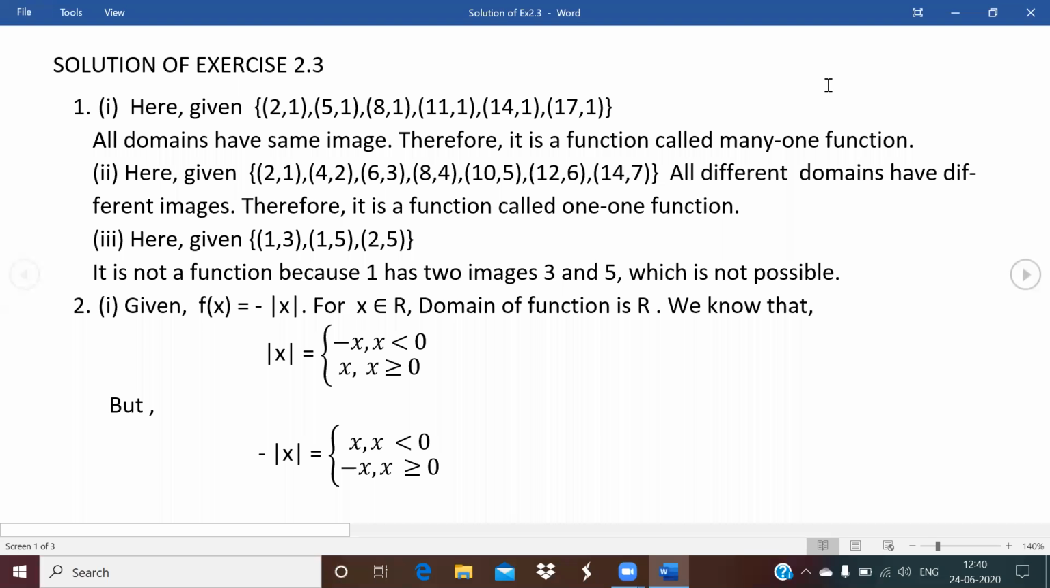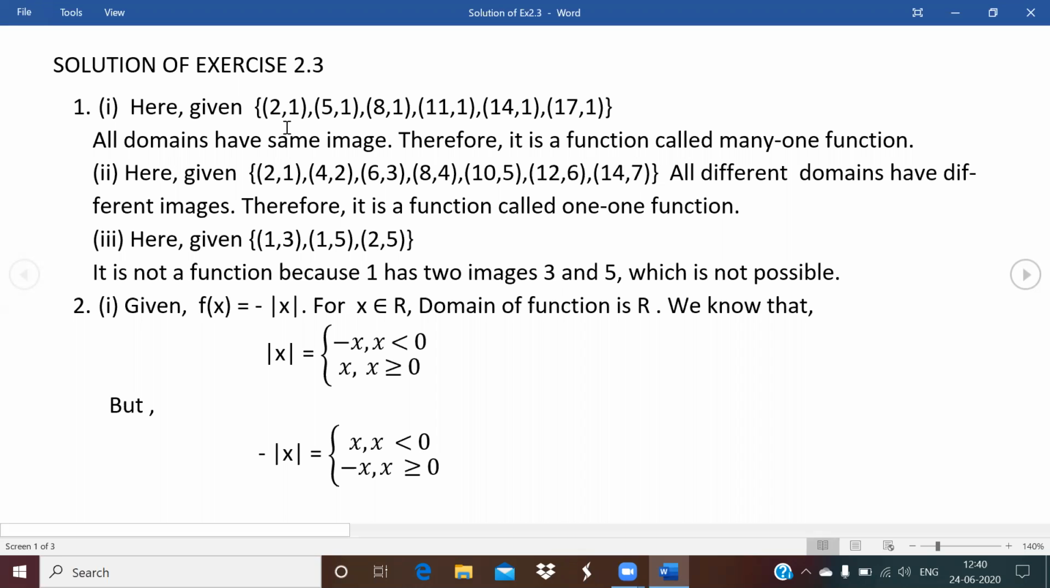Good morning, children. Let's continue the topic function, in which we will learn today the solution of exercise 2.3 from NCERT. NCERT exercise 2.3 questions you can see there, and the solution of this exercise I have done, and I'll explain to you how I solved it.